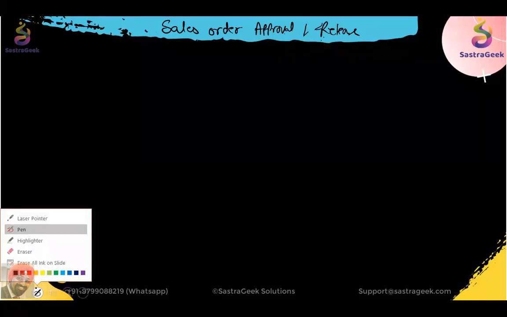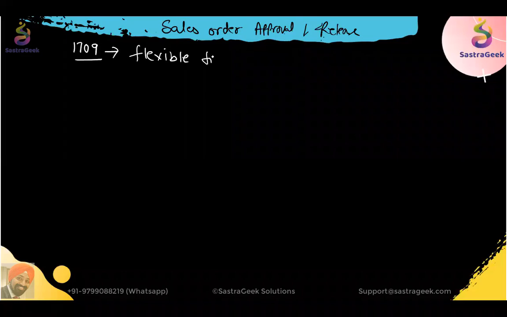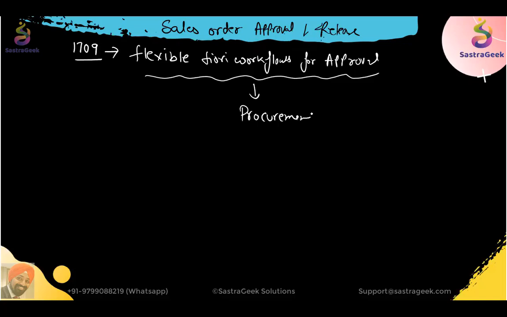So SAP actually introduced from 1709 what is called flexible Fiori workflows for approval. Okay, this is the terminology they use, flexible Fiori workflows for approval. Initially it was introduced in procurement, where multiple objects were covered, your purchase order, purchase requisition.